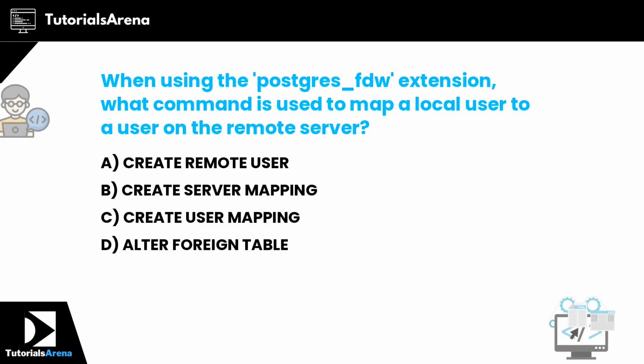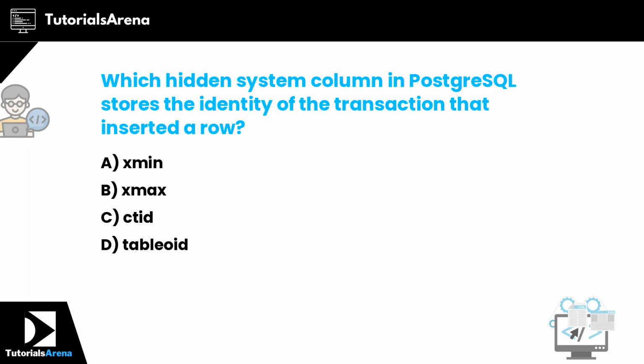When using the postgres_fdw extension, what command is used to map a local user to a user on the remote server? The correct answer is option C, create user mapping. Which hidden system column in PostgreSQL stores the identity of the transaction that inserted a row? The correct answer is option A, xmin.